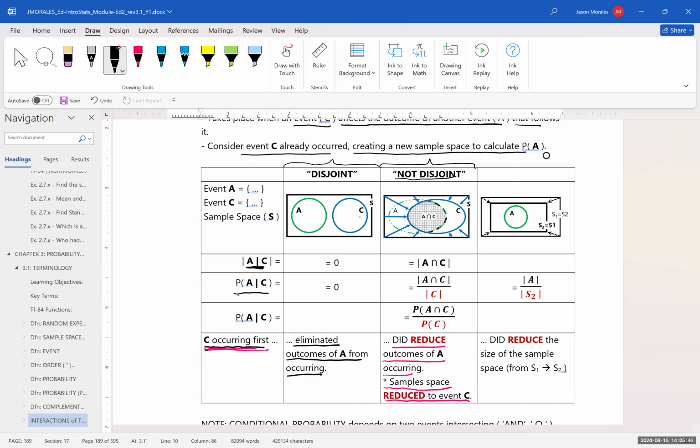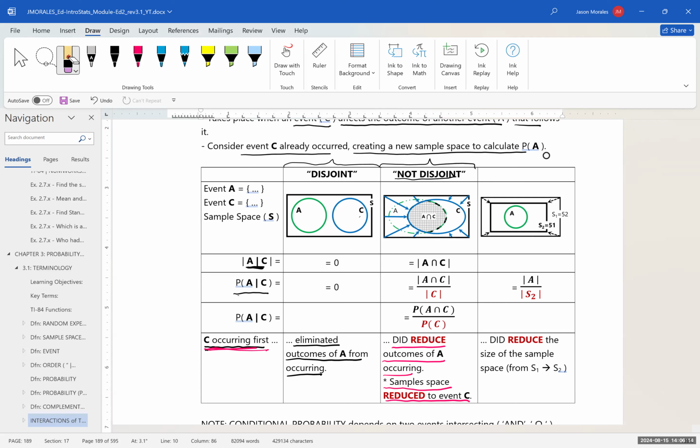All right. Now, another example of, I would say, almost conditional probability, where one event affects a second event from occurring, is when the sample space changes itself.